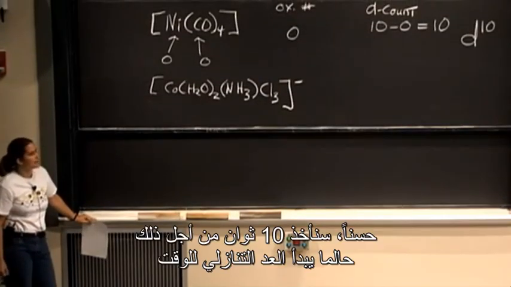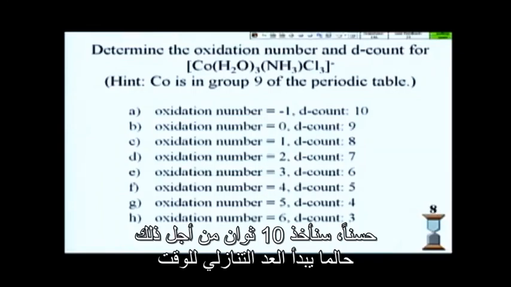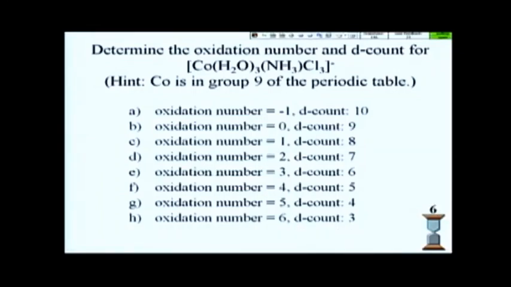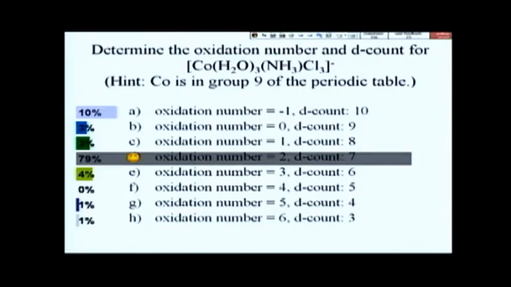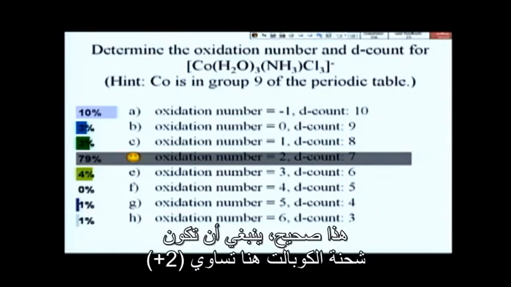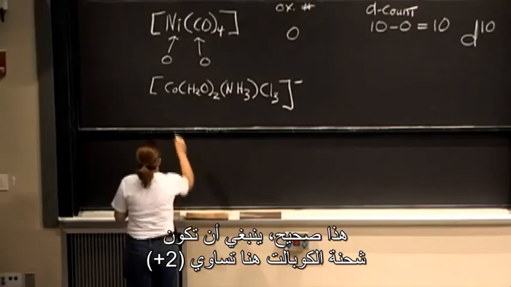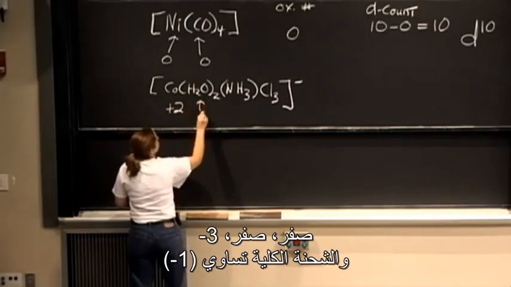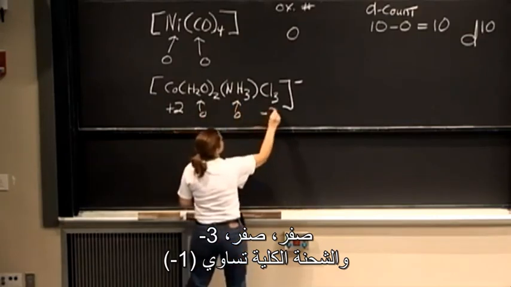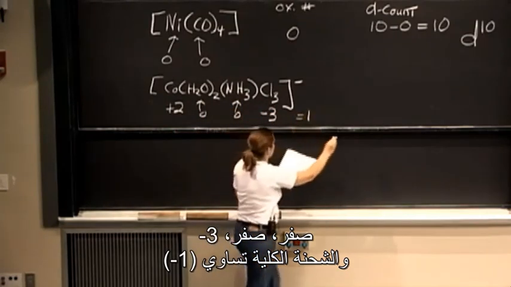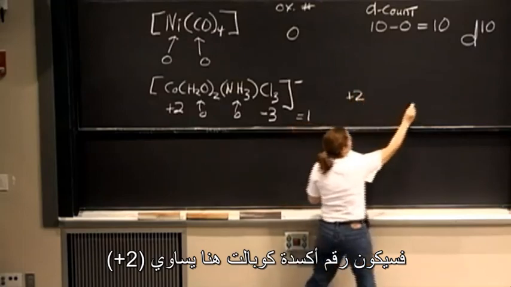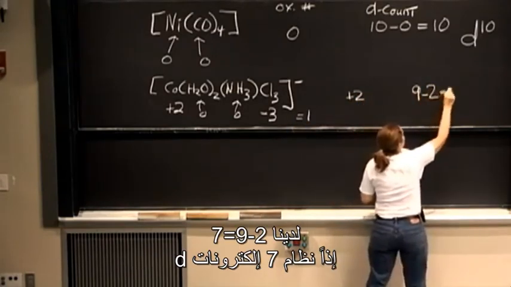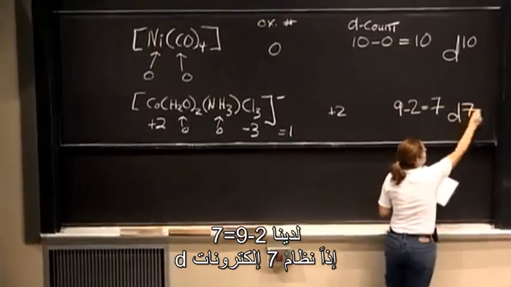All right, let's just take 10 seconds since we're running out of time. So that's right, we should have a charge of +2 here. This is 0, 0, minus 3, overall minus 1. So we have a +2 state. We have 9 minus 2, which is 7, and it's a d7 system.